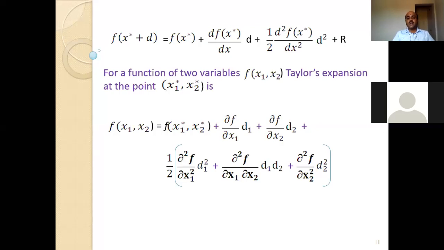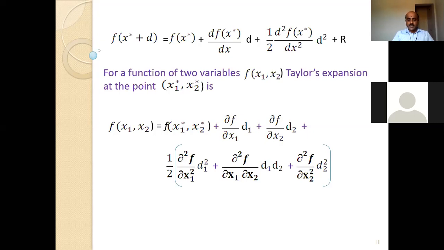The Taylor expansion at the point x1 star comma x2 star. In the previous equation, we have taken a single variable as x. Now we are taking two variables, in the form of x1 and x2. So now, if we approximate the two points in the neighborhood of x1 and x2 as x1 star and x2 star, how can we write the Taylor's expansion series for us?